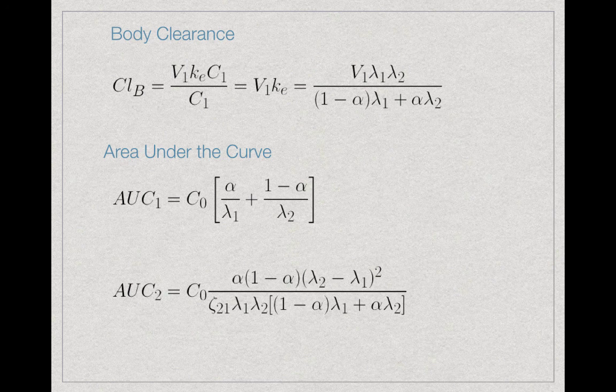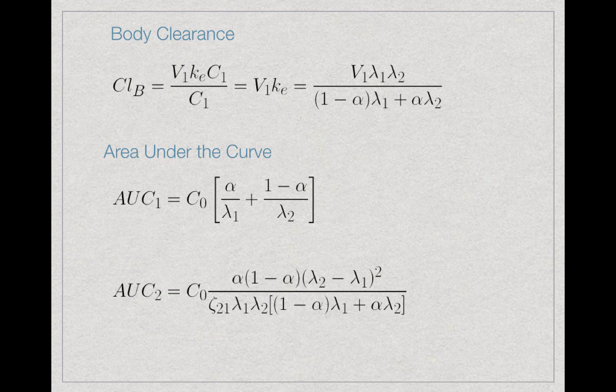And again, just like in the one compartment model, we can also model body clearance. So CLB equals volume 1 KE C1 over C1 equals volume 1 KE, which equals volume 1 lambda 1 over lambda 1 times lambda 2 over 1 minus alpha lambda 1 plus alpha lambda 2. So again, you'll recognize that as an ordinary differential equation. I've just gone ahead and solved it for you and made it a lot easier.